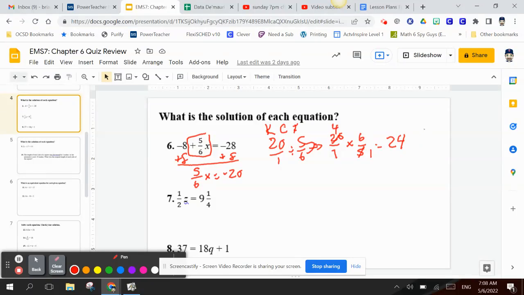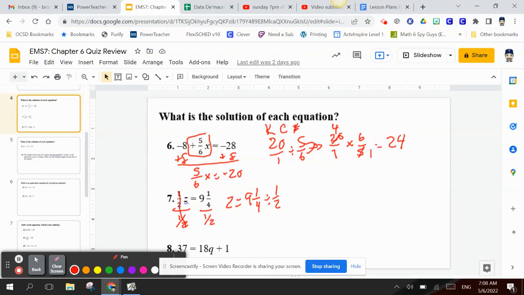Number 7, I have 1/2 Z equals 9 1/4. So again, I want to divide each side by 1/2. 1/2 Z divided by 1/2, I'm left with Z. Z is going to equal 9 1/4 divided by 1/2.